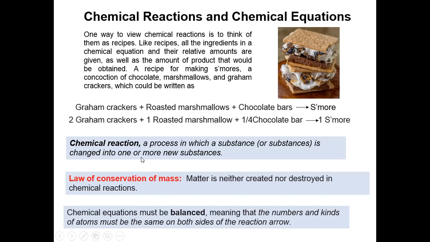Okay, so what is a chemical reaction? It's a process in which a substance or substances is changed into one or more new substances. Definitely, you need to have a change during a chemical reaction. If there is no change, it means that there is no reaction. A very important thing is the law of conservation of mass, because whatever you started with, you need to end up with the same amount. Yes, it will be a different substance, but the overall amount is the same.